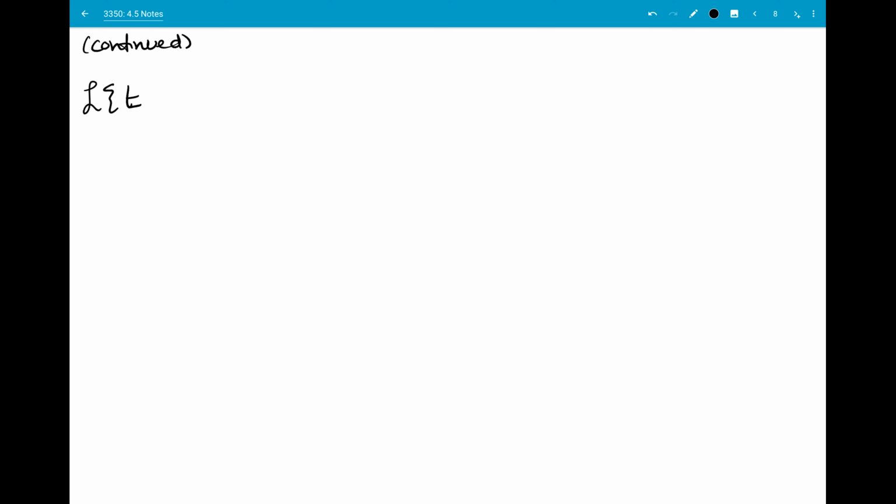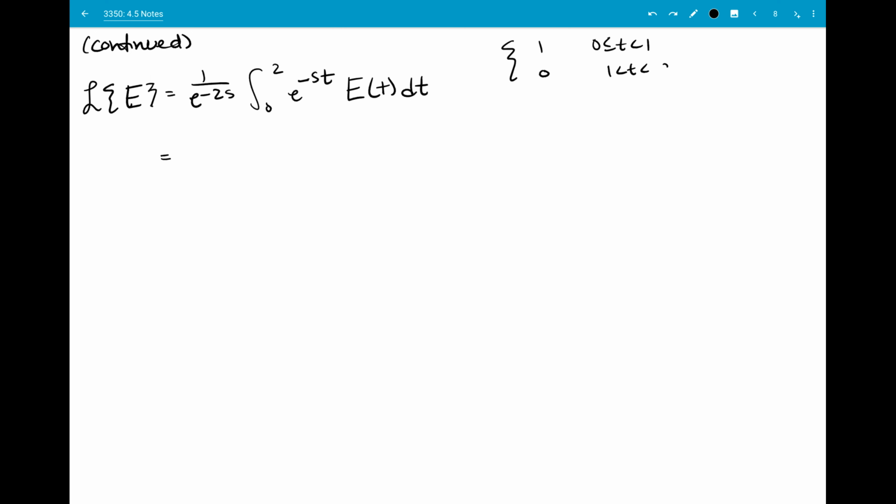So I'm looking at L of E. I said, it's kind of a curly bracket, looked like 1 over e to the minus 2s, integral 0 to 2, e to the minus st, E of t integrated with respect to t. And our E of t, remember, is something that's 1 and then 0, switching out 1. So our 1 over e to the minus 2s is times this integral of a piecewise function.